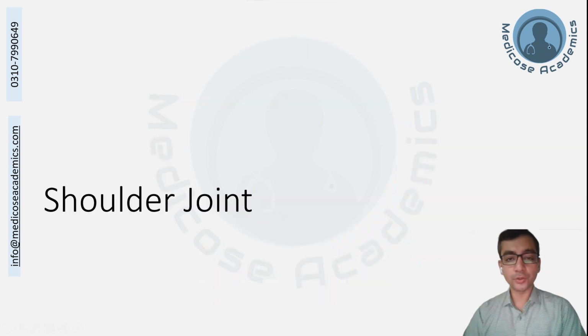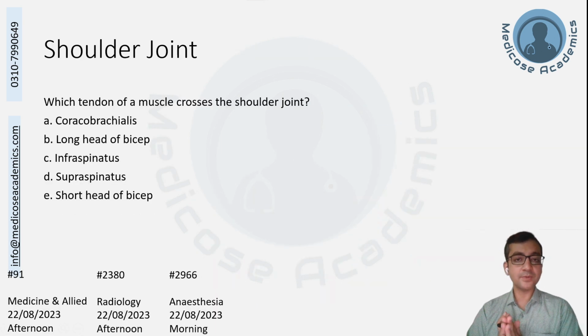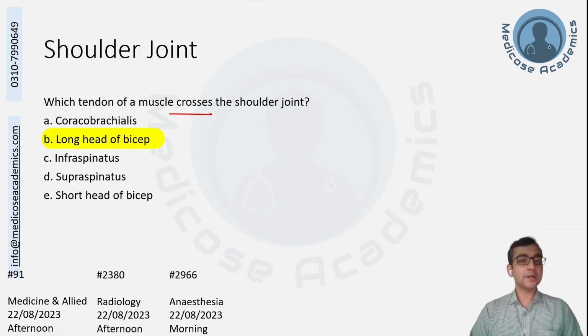Now let's move on to the shoulder joint. One question has been very frequently asked in the August and November papers: which tendon of the muscle crosses the shoulder joint? And you will find other statements like which tendon of the muscle is present intracapsular, or present within the capsule of the shoulder joint or glenohumeral joint. The correct answer is the long head of biceps.